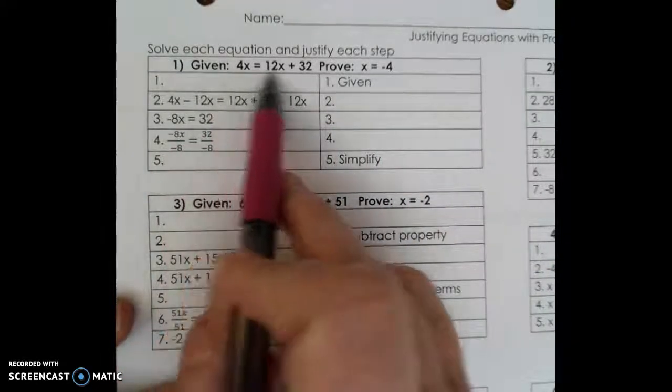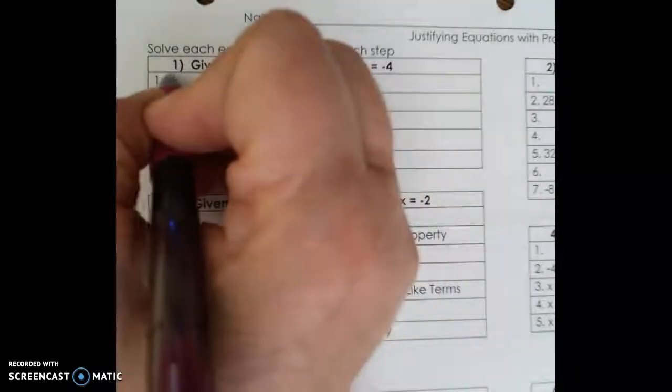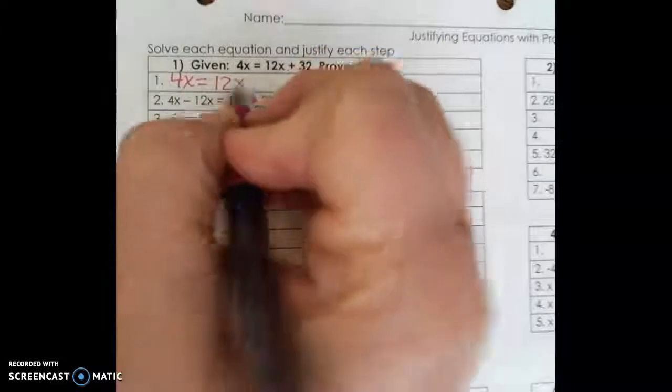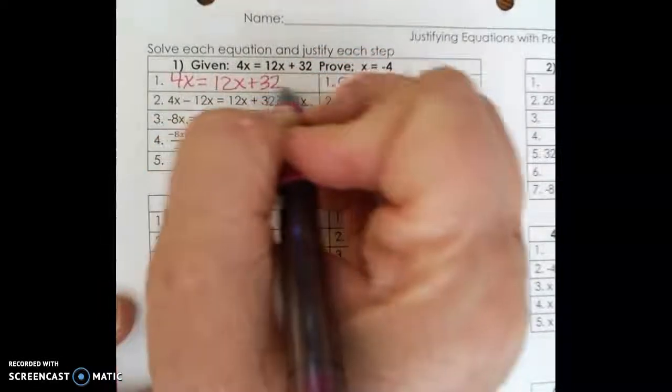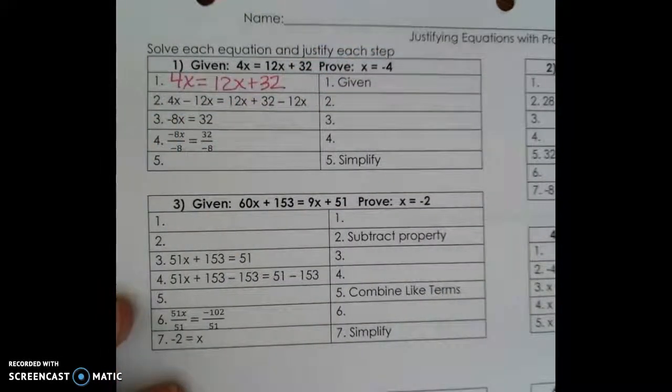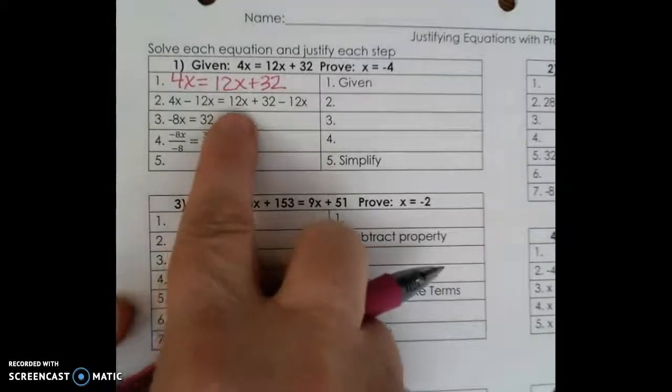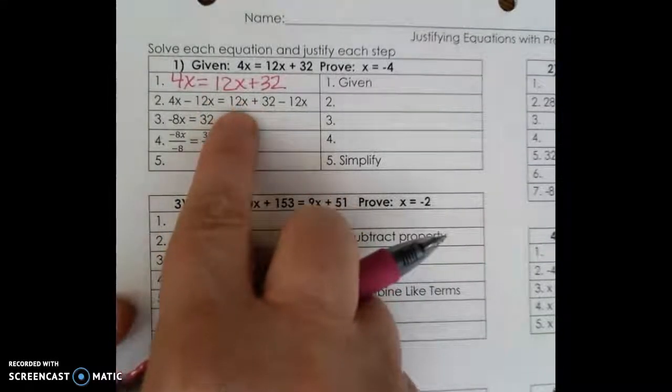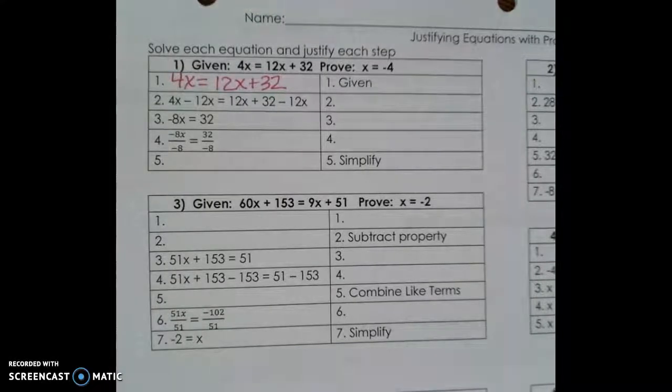So we're just going to take the problem and copy it back in there. So it's 4x equals 12x plus 32. Okay, so now the next step is done for you, and you need to compare what is different between the first line and the second line.